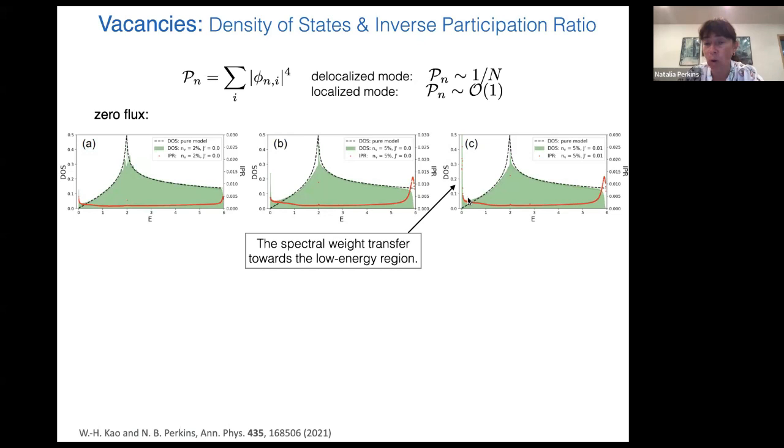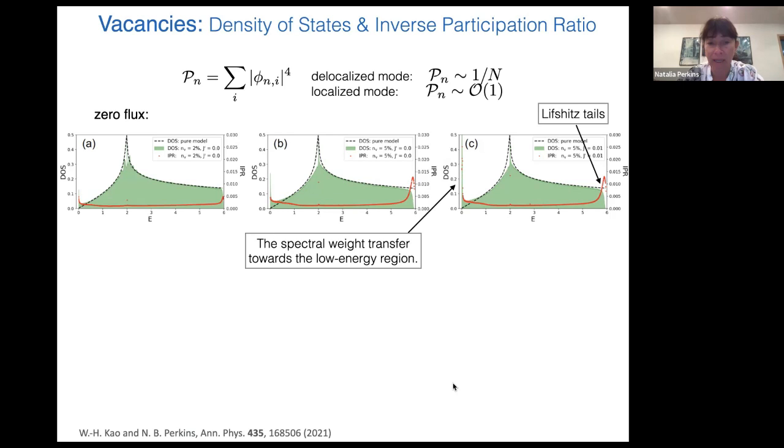So the small density of defects already gives us the pileup of the low energy states. And in addition, these states are quasi-localized. We also have Lifshitz tails in this case, especially for finite J, here in the case of the quasi-vacancy.